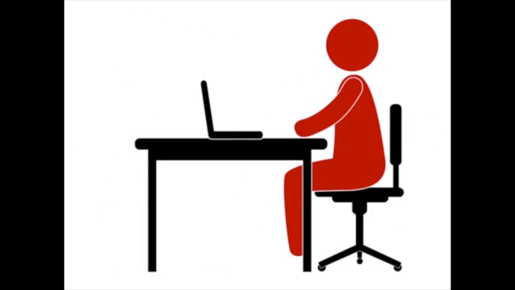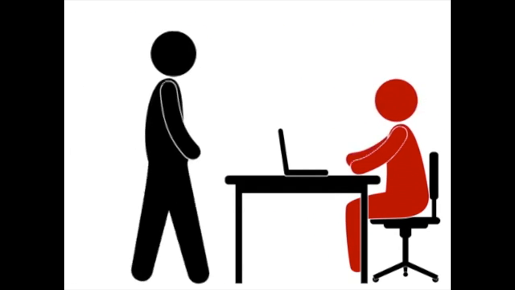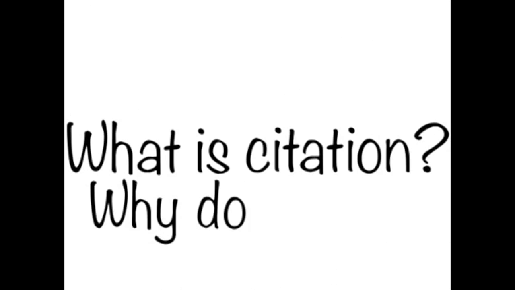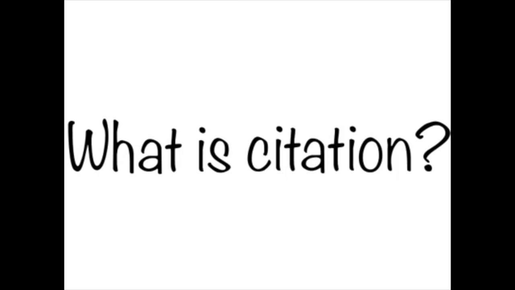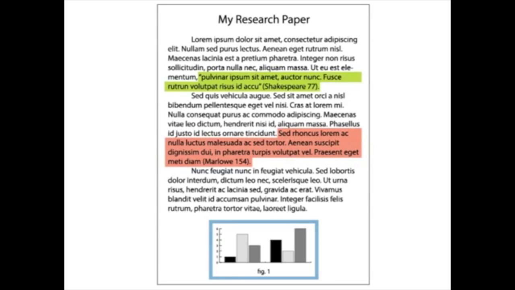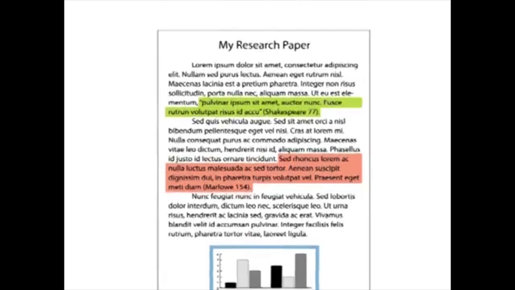At some point in your career as a student, you've probably had a teacher tell you to cite your sources while writing a research paper. But what is a citation, and why do we do it? Citation is the practice of identifying the sources you have quoted, paraphrased, or otherwise used in your writing, and it's pretty standard practice in academic writing.